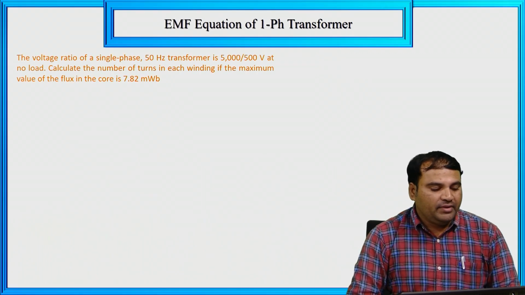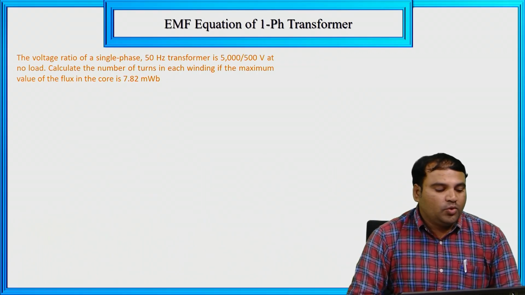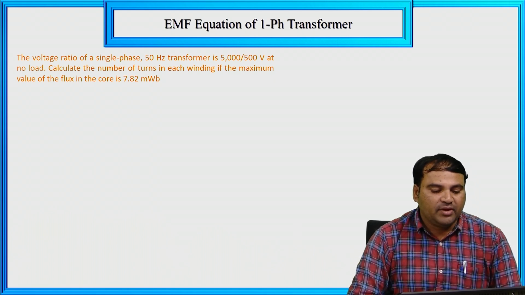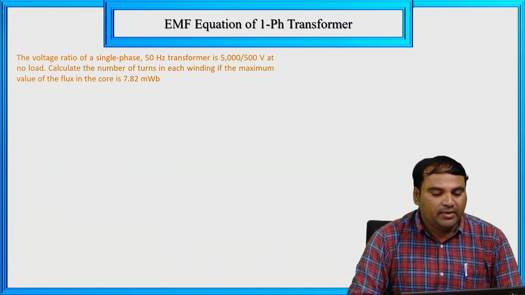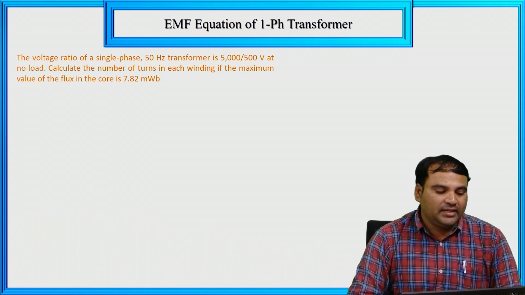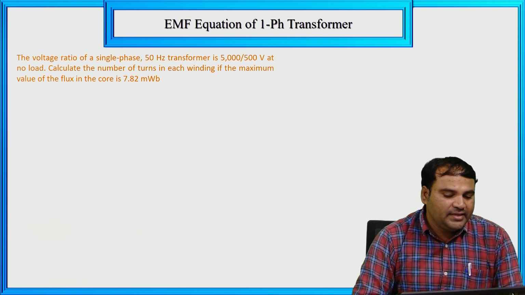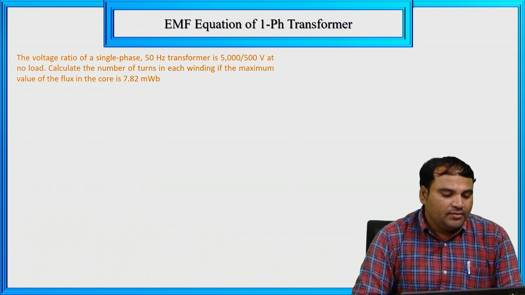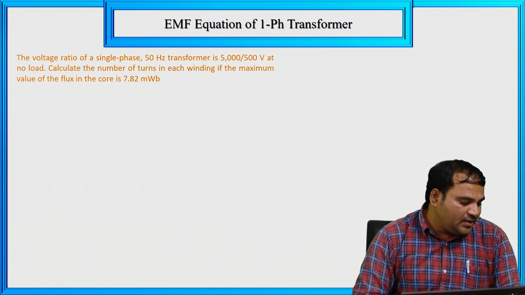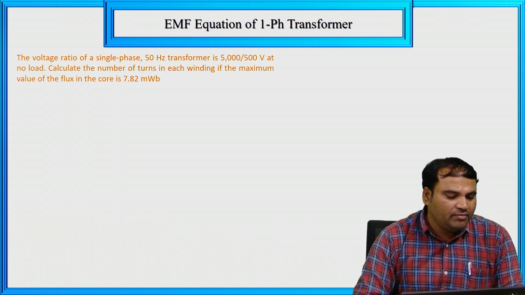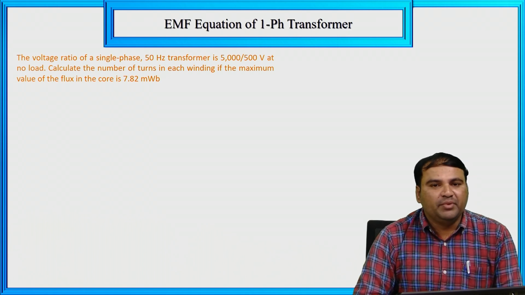So we are having the first problem. The voltage ratio of a single phase 50 Hz transformer is 5000 by 500 volt at no load condition. In that case, we need to calculate the number of turns in each winding, if the maximum value of the flux in the core is 7.82 milliweber.